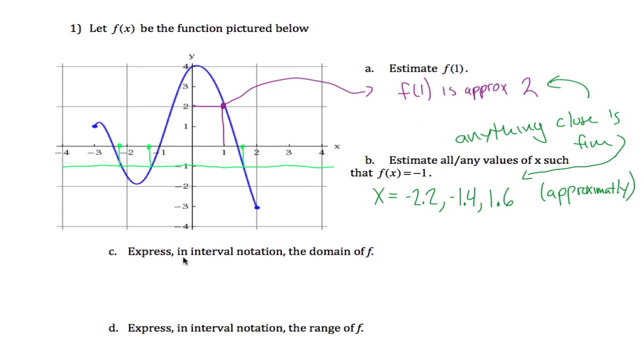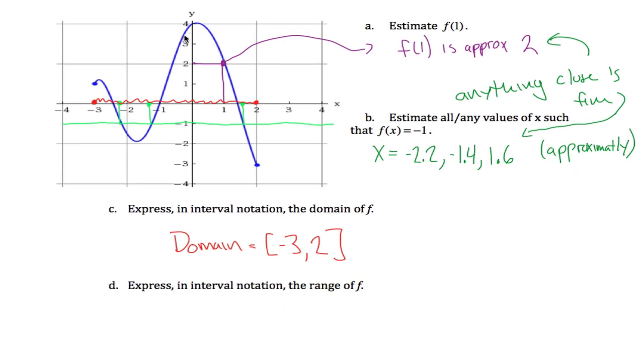Express in interval notation the domain of f. Okay. The domain of a function is all of the possible inputs, all of the possible x values. So we can kind of think about it as the shadow down onto the x-axis here, which looks like, in this case, everything from -3 up to 2. And we want to include both of those endpoints because we got closed circles. So I would say the domain goes from -3 all the way up to +2.